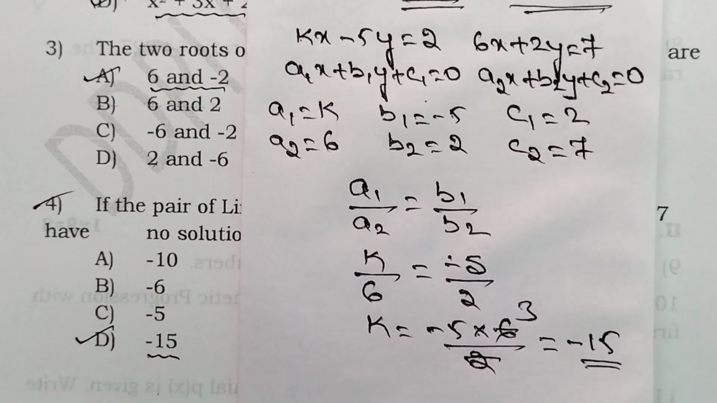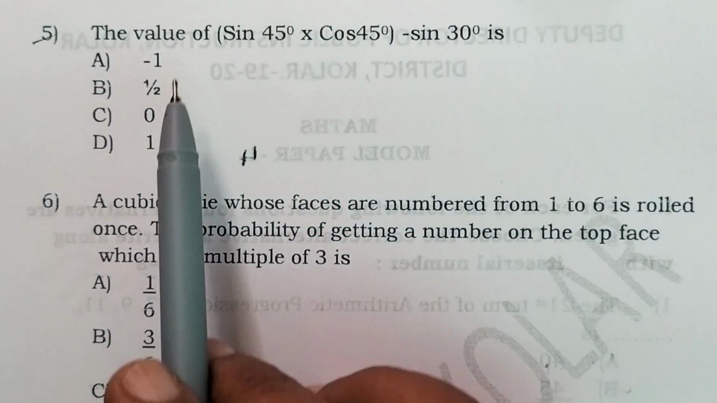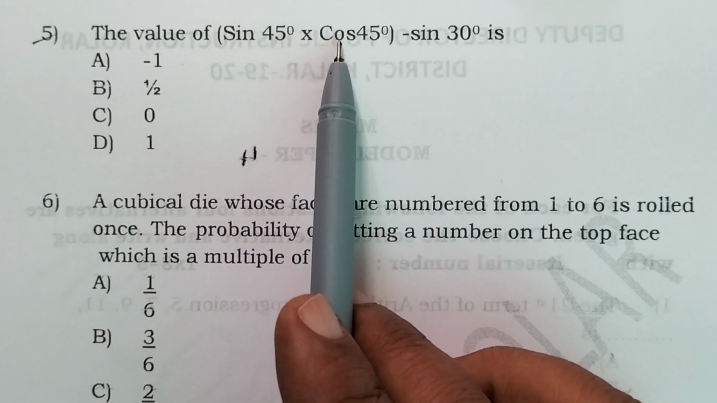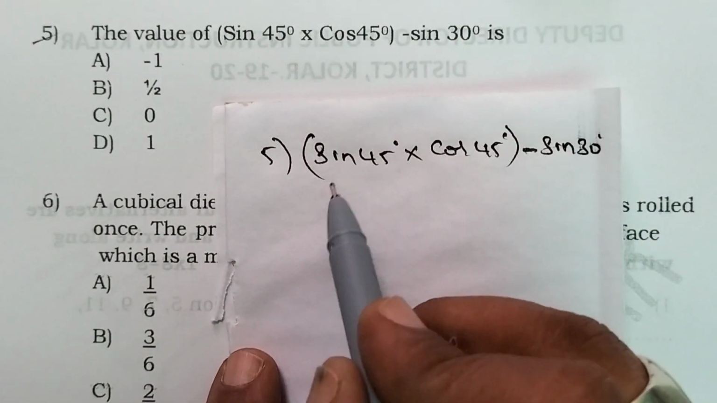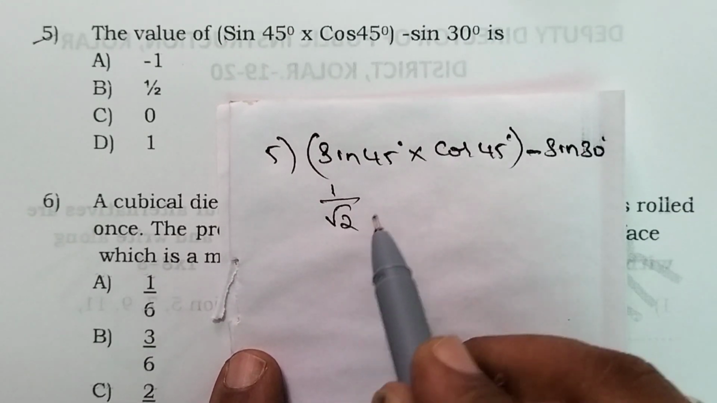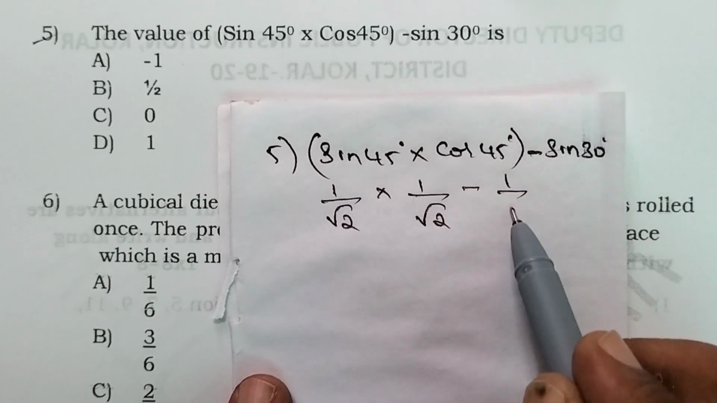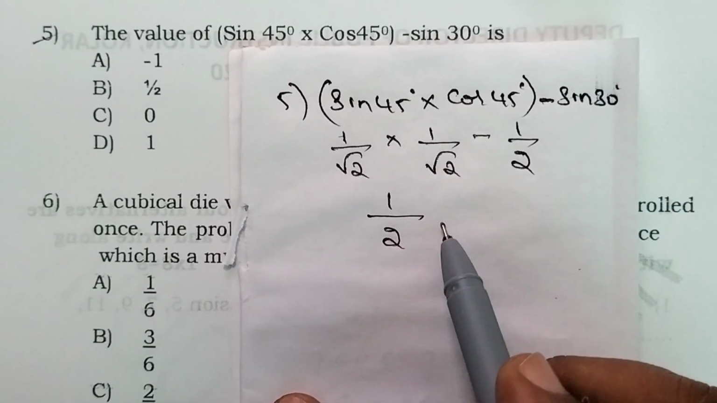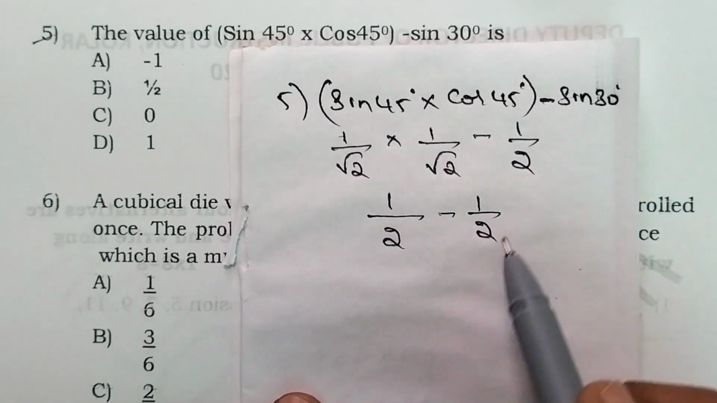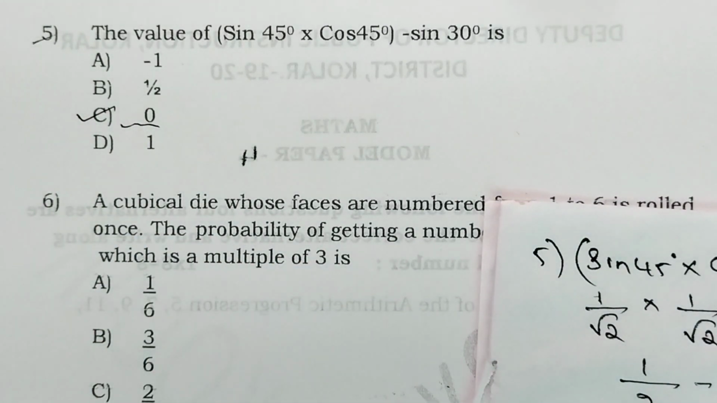Now let us move to the fifth question. The value of sin 45 into cos 45 minus sin 30. So let us find the value. Sin 45 is 1 by root 2, into cos 45 is 1 by root 2, minus sin 30 degrees is 1 by 2. 1 ones are 1, divided by root 2 into root 2 becomes 2, minus 1 by 2. So 1 by 2 minus 1 by 2 is 0. Therefore, the correct answer for the fifth question is option C, which is equal to 0.